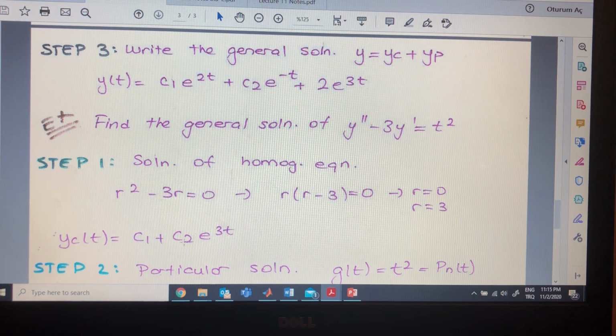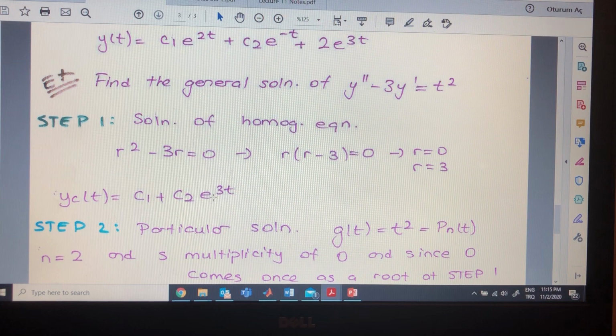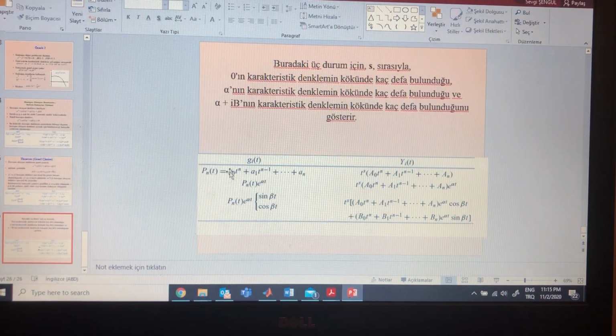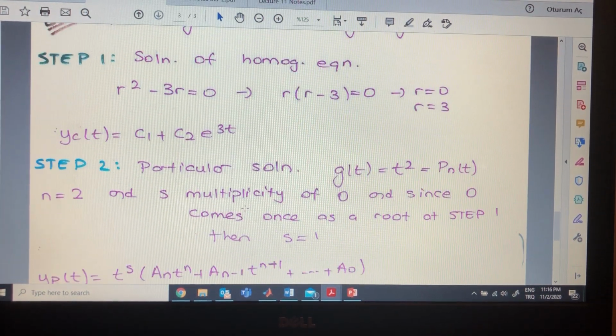Again, you have two distinct roots, and e to the 0t is going to be 1, so you have only c1, and e to the 3t is coming from the second root. Okay, and now as a next step, I need to find the trial form of my solution. Since this is just a polynomial, let's remember this table, and in this table, if we have only a polynomial, I'm looking for the solution t to the s times the polynomial, and s was how many times 0 is coming as a root in the characteristic equation. Okay, so let's check that.